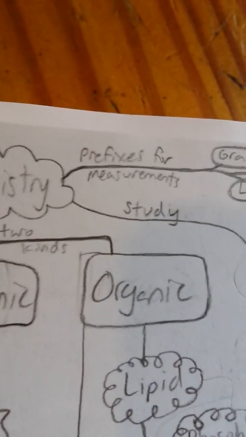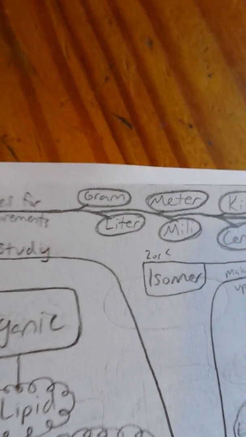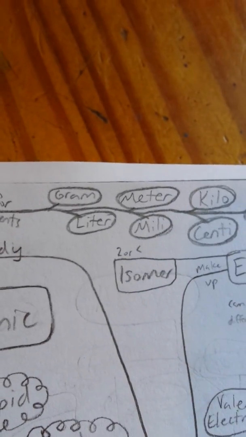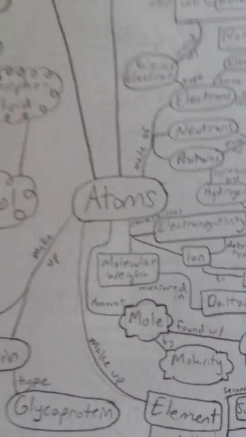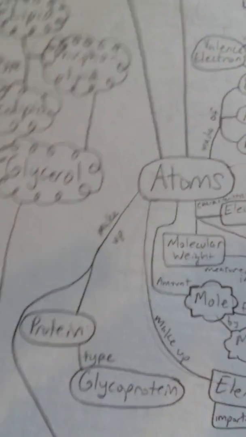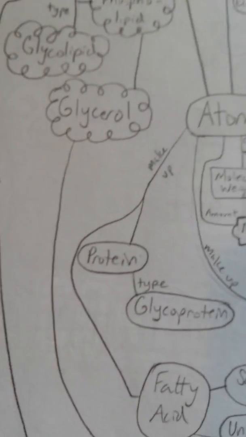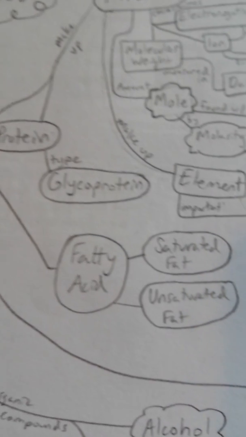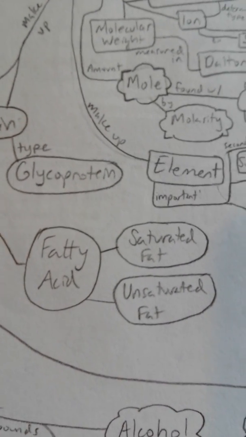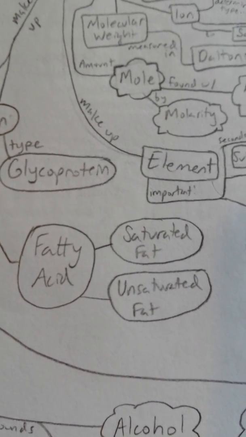So going back up to chemistry, they're not just prefixes, but other measurements used in chemistry include grams, liters, meters, milli, centi, kilo, and micro. Now chemistry is the study of atoms. Going to one of the most important parts of this video. Atoms make up proteins, and a type of protein would be a glycoprotein. They make up fatty acids, and a couple of examples of those would be saturated fat and unsaturated fat.